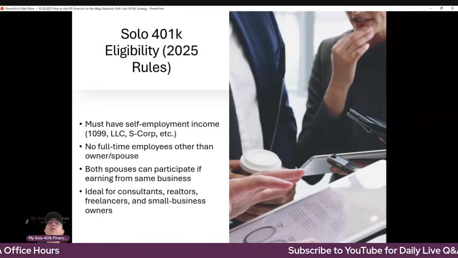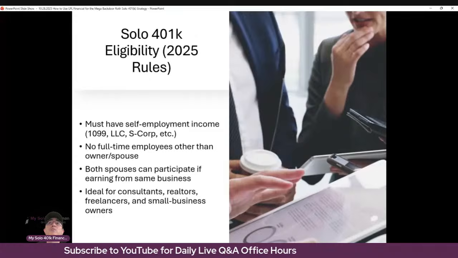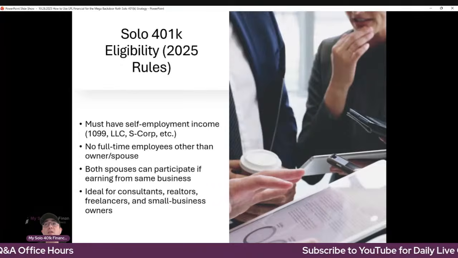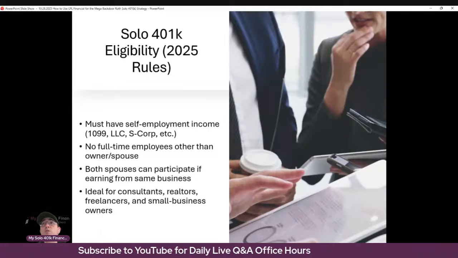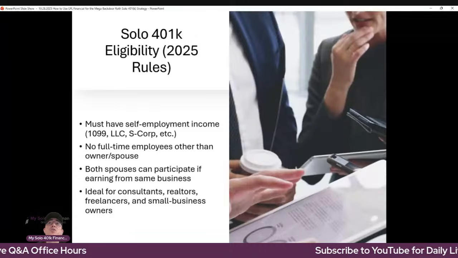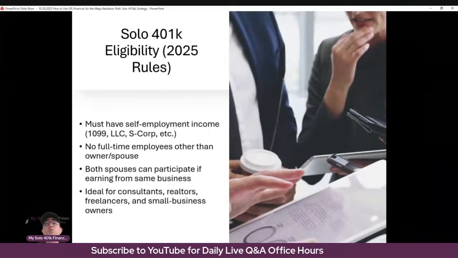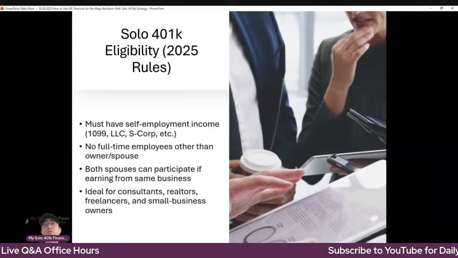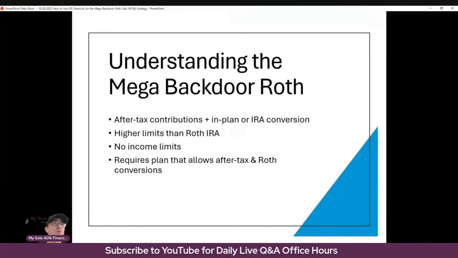The other prong in terms of solo 401k eligibility is that you cannot have any full-time W-2 employees working for any business owned by you or a spouse, if any. Of course, you could be a W-2 employee, or even your spouse could be a W-2 employee, and you would still be eligible to set up a solo 401k as long as there are no other non-owner, non-spouse full-time W-2 employees. Ultimately, it will be ideal for individuals such as independent consultants, realtors, freelancers, and other small business owners.